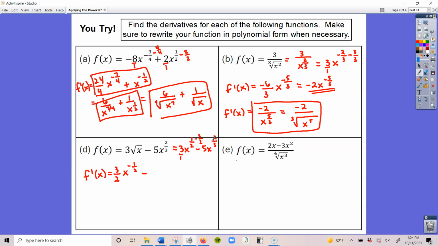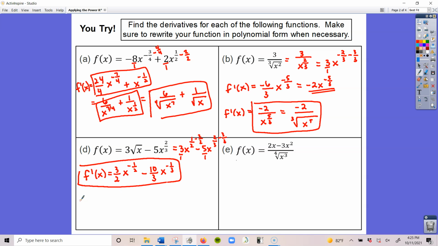minus, now we have 5 times 2/3, so numerator with numerator, that would be 10 over 1 times 3, which is 3, x, and now I'm going to subtract 1, so I'm subtracting 3 over 3. So 2/3 minus 3 over 3 is going to give me negative 1/3. So this would be my derivative.